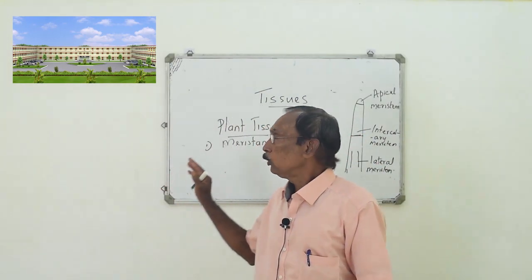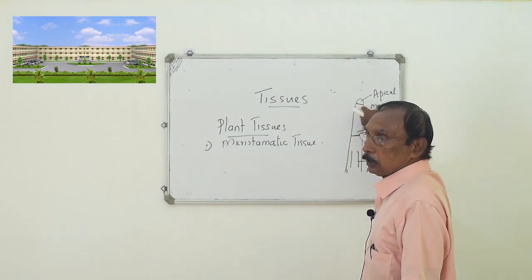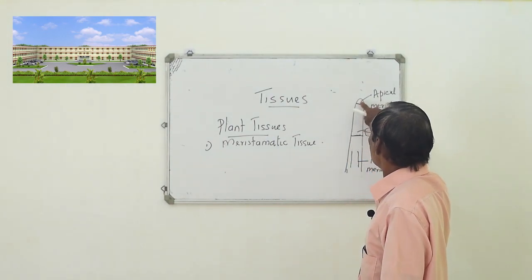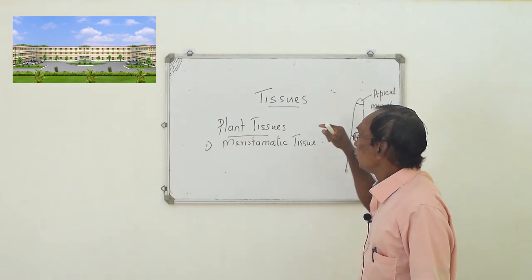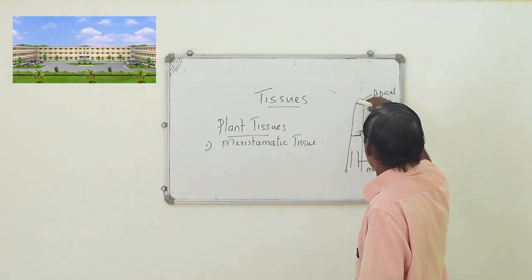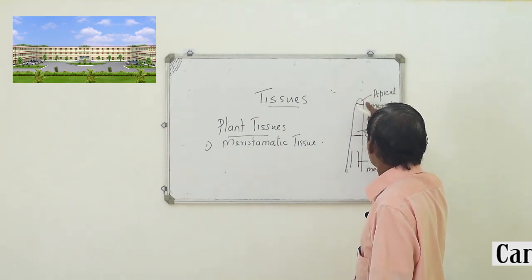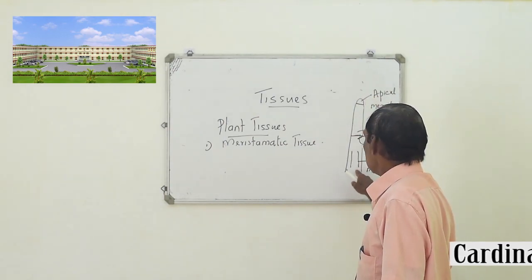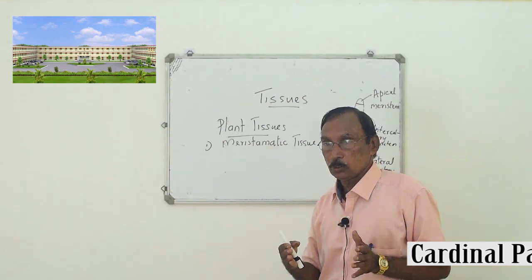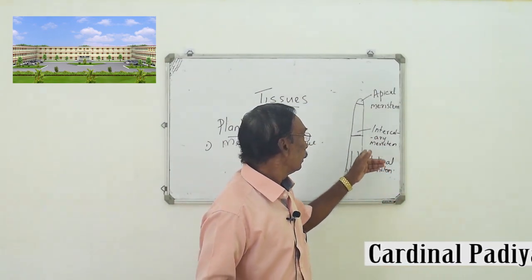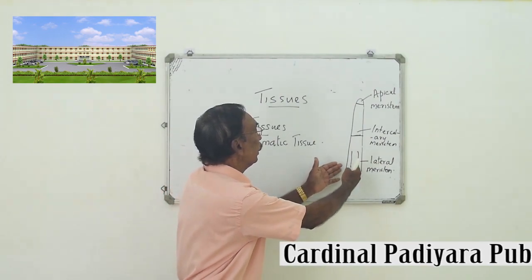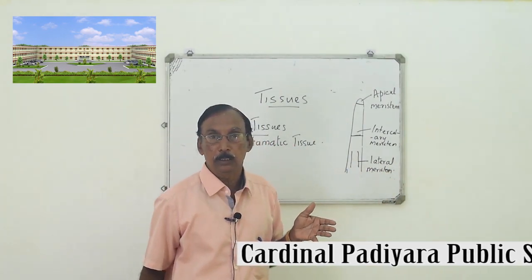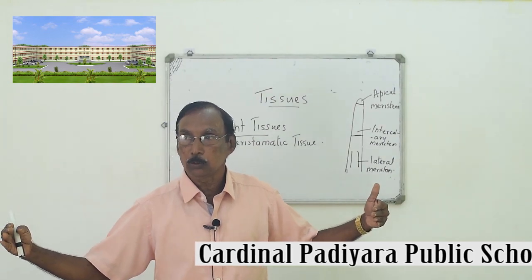Apical meristem, I already told you that it is helping the cells here, at the tip of the plant, and this one is helping to grow the plant in length, that is the importance of apical meristem. And you can see lateral meristem, that is inside, it is also called cambium, you will study later. When this lateral meristem divides, it will increase the girth of the plant, that means the diameter of the plant.